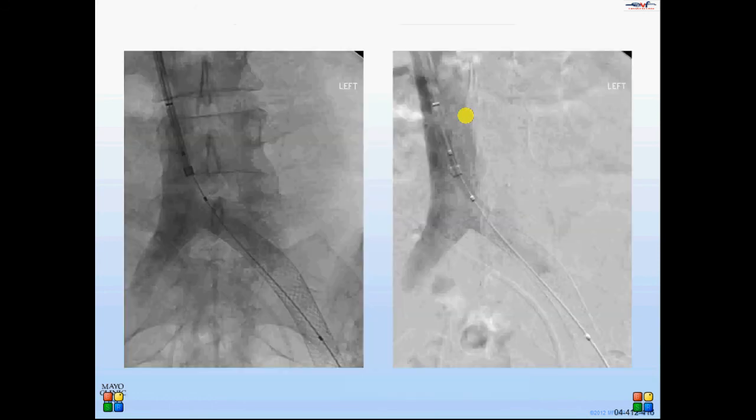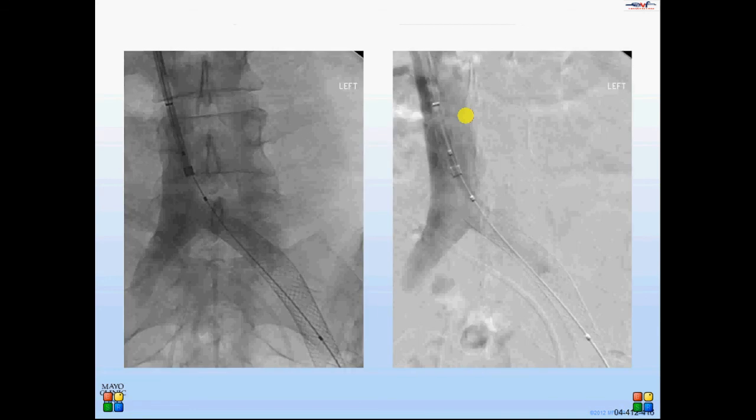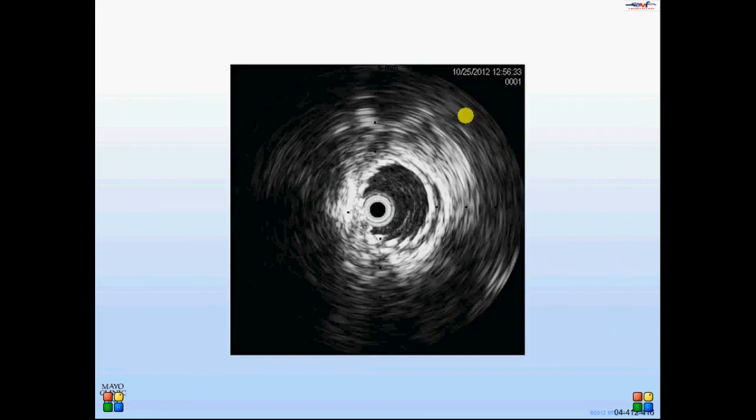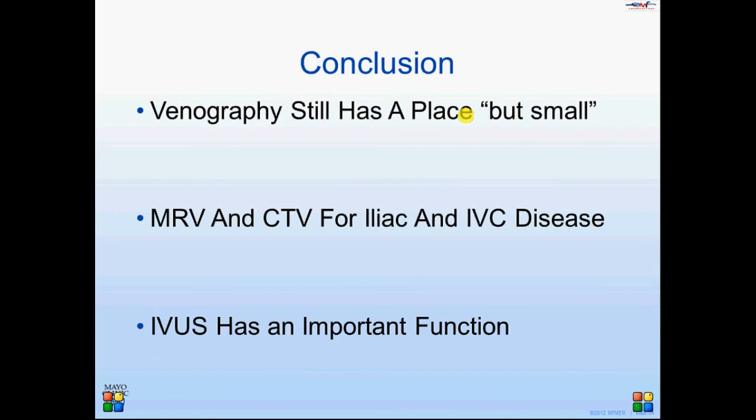And this was subsequently addressed with stents, and we were not quite happy with the upper end of the stent. Intravascular ultrasound was again performed, and that led us to place a stent further into the inferior vena cava to completely cover the area. And that's where the ultrasound came in handy.